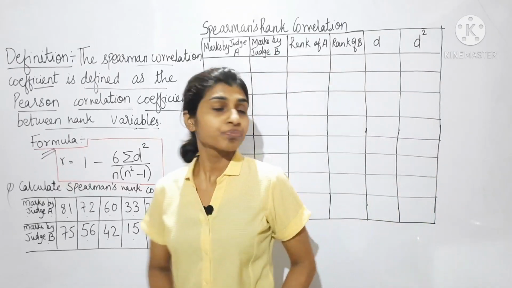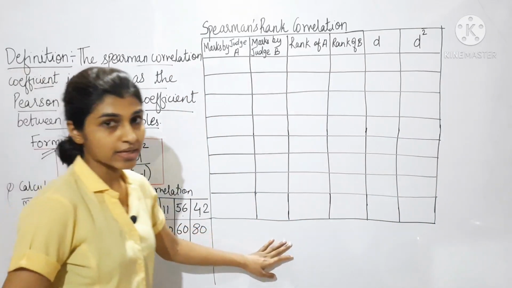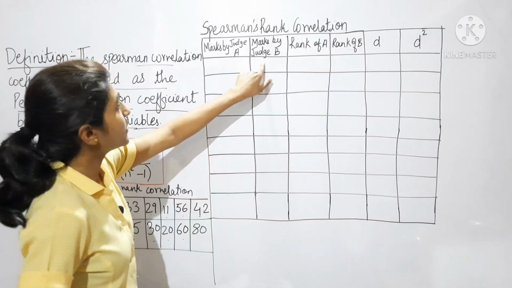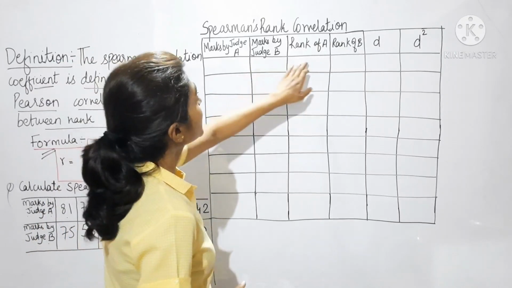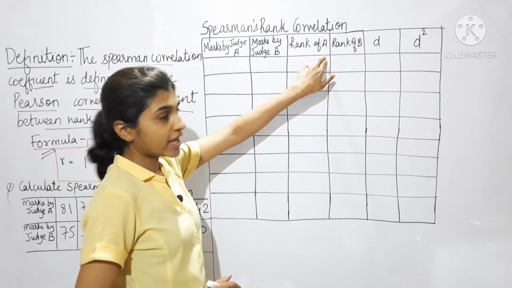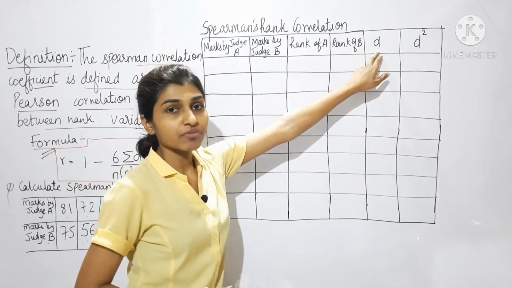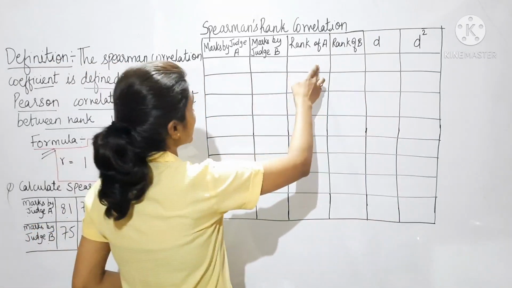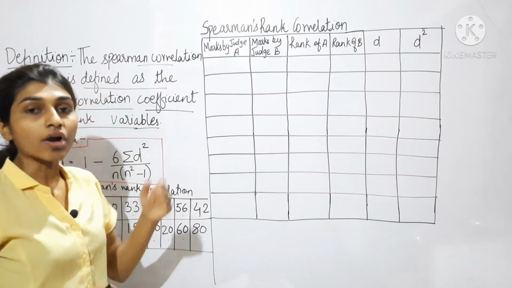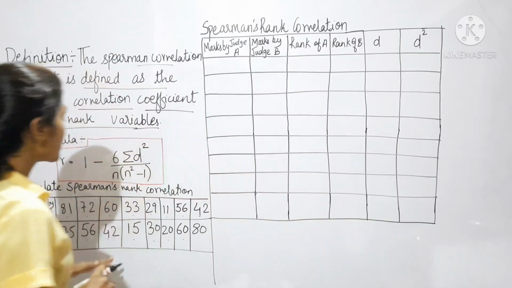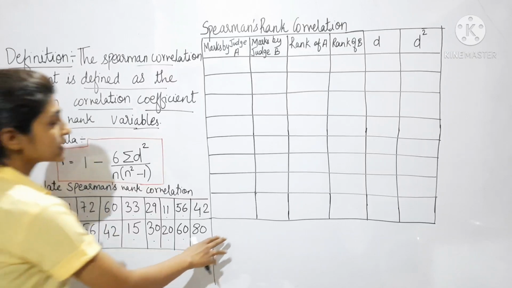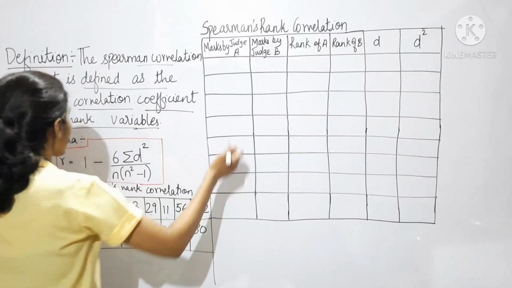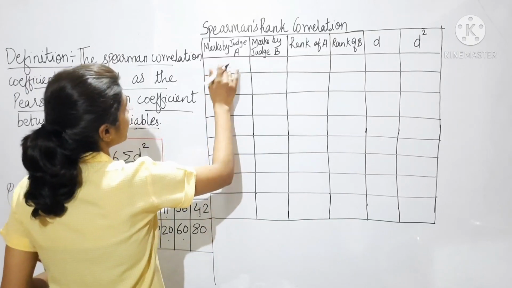Now the solution. For the solution, prepare this table. The first column will be marks by judge A, the second will be marks by judge B, then rank of A and rank of B, then D, and the last is D square. Rank of judge A means we are going to give the rank according to the marks. So first of all, after preparing this table, write all the marks which have been given by judge A.